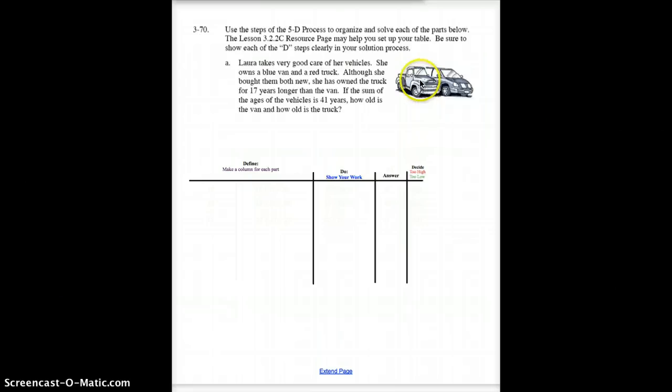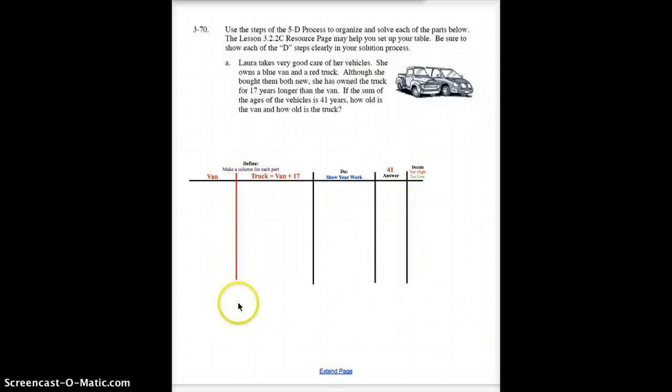So that means she bought the truck new, but she bought that a long time ago. And then she bought the van new. This truck is 17 years older than that van. Now she's had both of them for a little while. The sum of their ages, when I add up how old this truck is and I add up how old this car is, the sum of their age, sum means to add, is 41 years old. So the answer up here is going to be 41 years old.